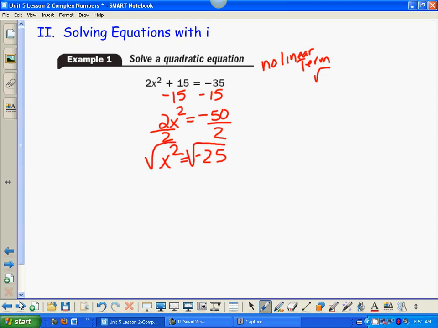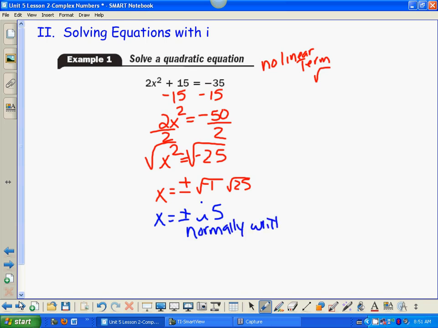And when I take the square root of both sides, here's what happens, guys. I still get the plus or minus, but you need to think of this as the square root of negative 1 times the square root of 25. So I get plus or minus i 5, which is normally written like you would with a variable. Like I usually don't write x5, I write 5x. So I'm going to write plus or minus 5i.